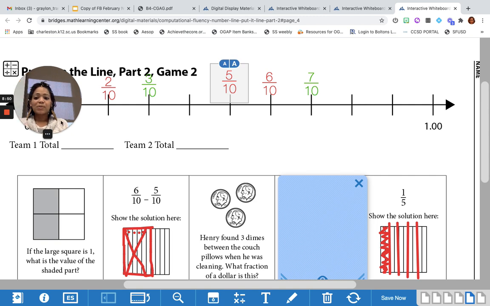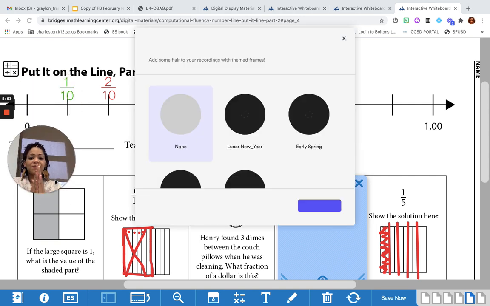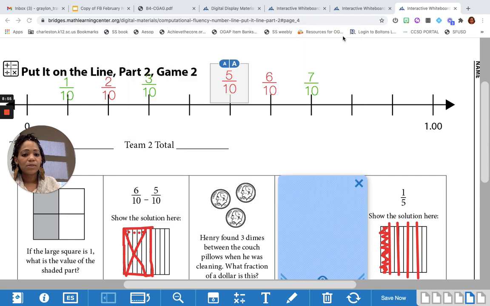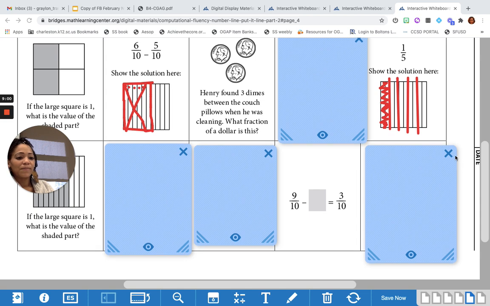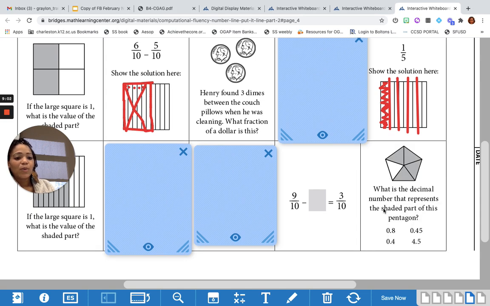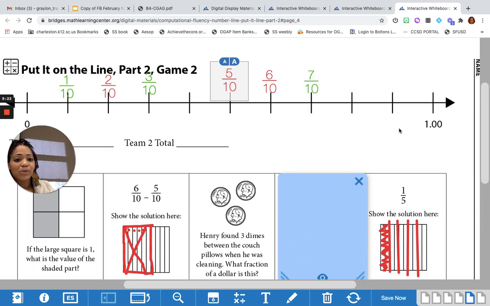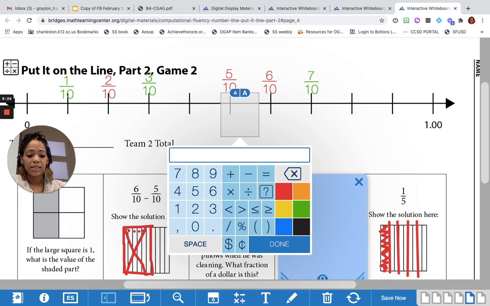All right, who do we think is winning? Oops. Guess we got to keep playing. Okay, where do you guys want to go? Here? Let's try it. What is the decimal number that represents the shaded part of this pentagon? Ugh. So these are in fifths. 1/5, 2/5, 3/5, 4/5, 5/5. We got 4/5. If we look up here, 4/5 would be how many tenths? 8/10, and they're asking for the decimal, so I'm going to label that for you guys.